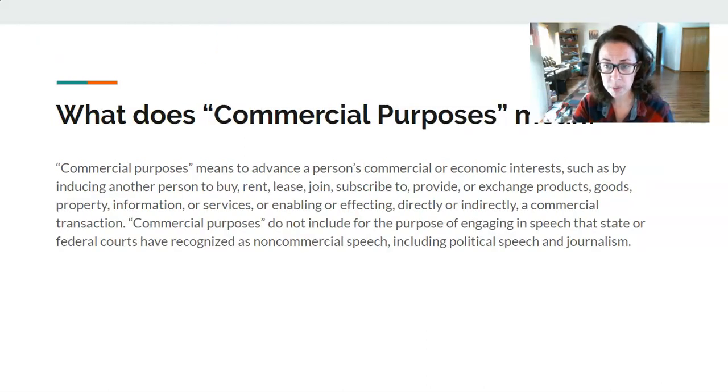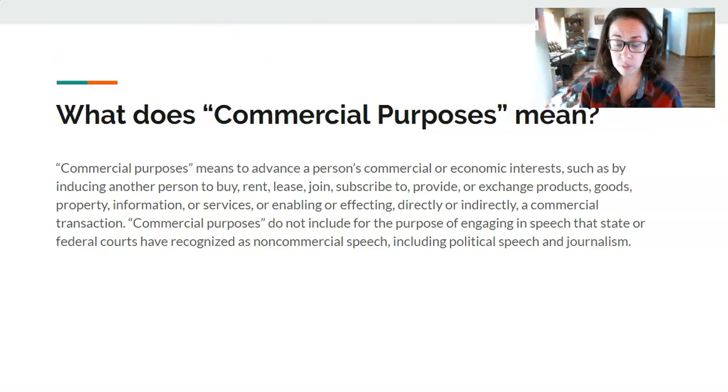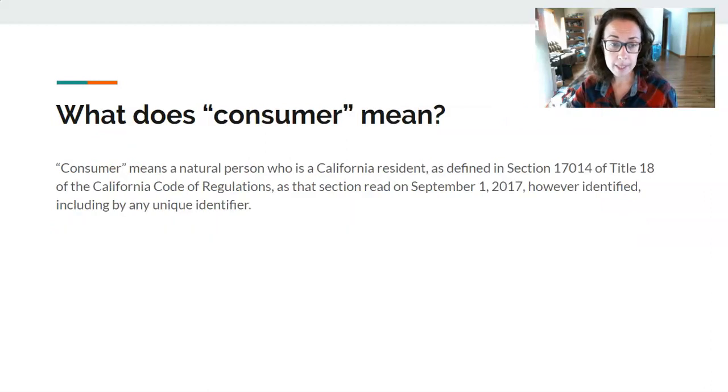What does commercial purposes mean? Because in general, all this stuff only applies in the sense that it's for commercial purposes. Well, I'm not going to say only, but the commercial purposes term is important. Commercial purposes under this statute means to advance a person's commercial or economic interests. I mean, the ones we assume, like buying stuff, right? Just giving you your money, but it also means potentially subscribing to your email list, for example, I think would constitute a commercial purpose, or opting into notifications. So it's just something to think about. It doesn't always necessarily mean money.